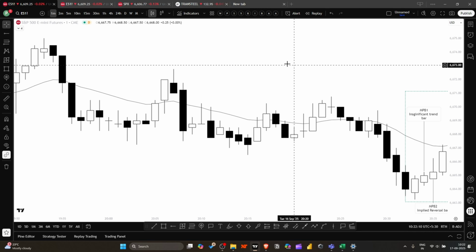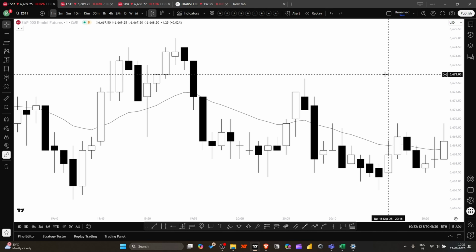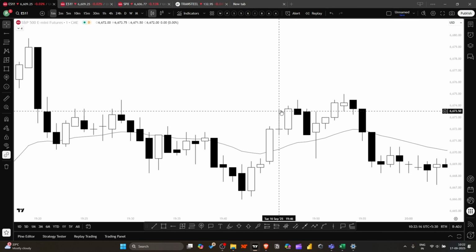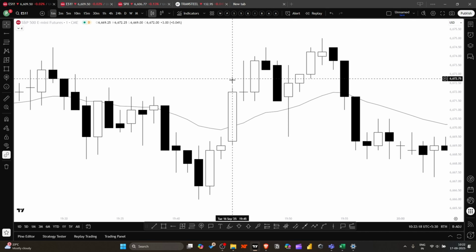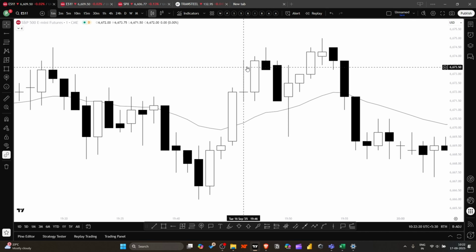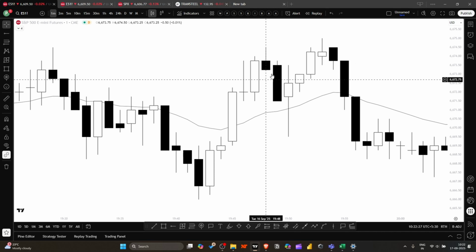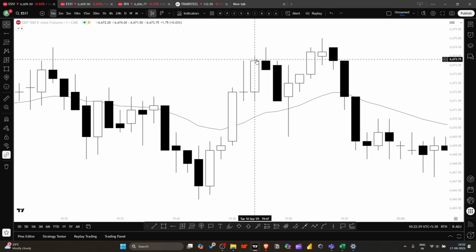Where is the overlap? Overlaps are not so... okay. This is a reversal bar, implied reversal bar. This is a pause bar. This is an overlap bar. It's an outside bar too. See, overlap bar.